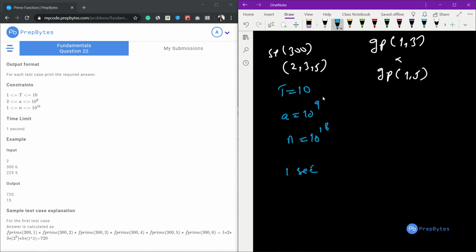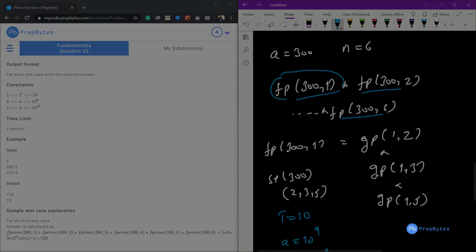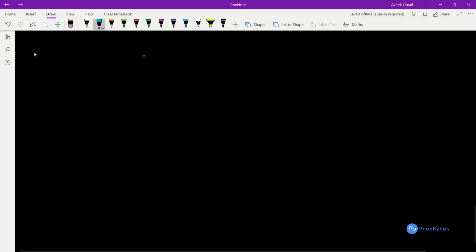Okay, so once we do the mathematics, the problem will be simpler, and after that we will move on to the implementation part. So let's start with the logic building. Let's see some maths part first.